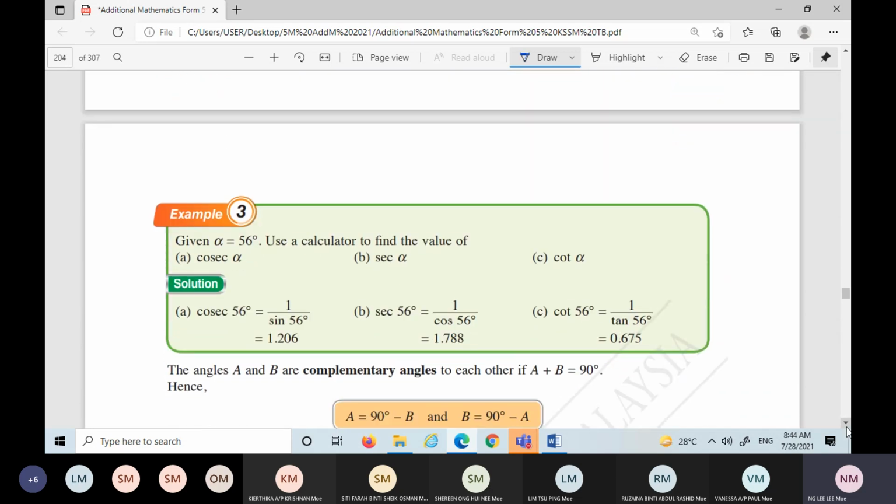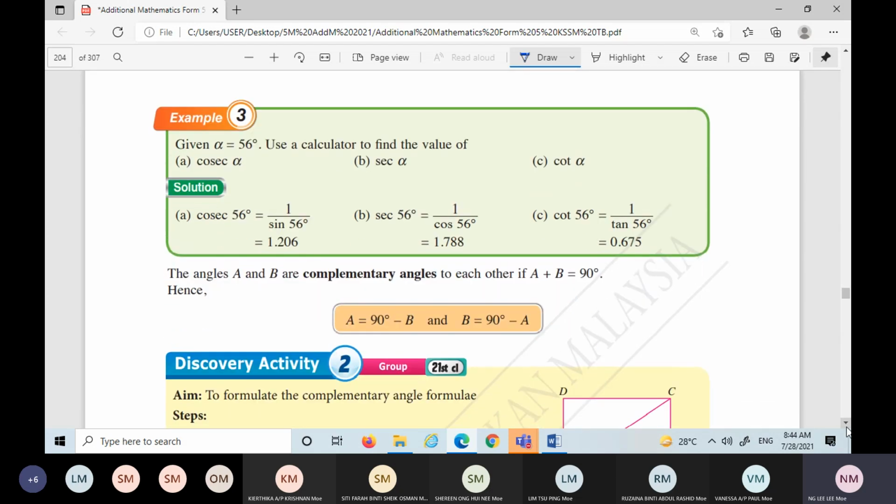Next we go to another example. Given alpha is 56 degrees, use a calculator to find the value of this. It's simple. Cosecant alpha is cosecant 56. Cosecant is 1 over sine, so it's 1 over sine 56. You just press the calculator and get the value. Same thing, secant is 1 over cos, and cotangent is 1 over tangent.